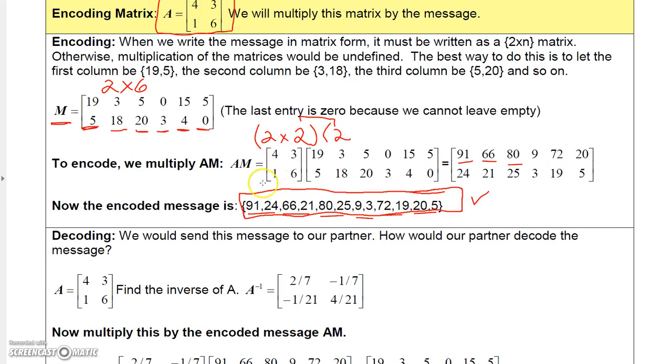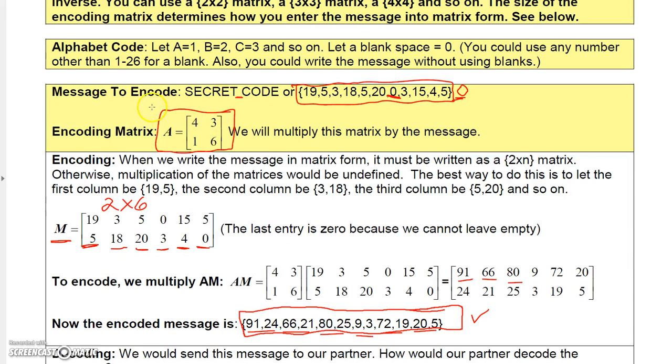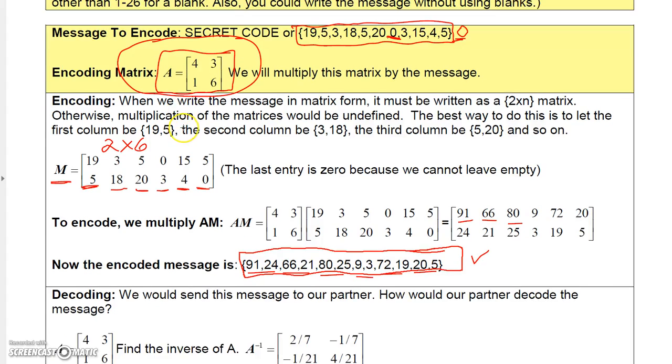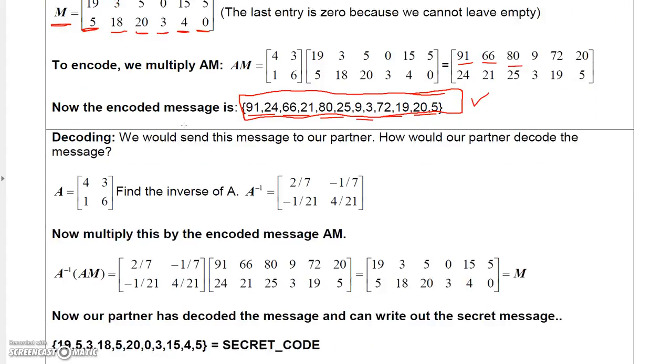But here's the catch. All we have to know is that this is our encoding matrix. That's all we have to know, because to decode the message, all we need is the inverse of this. And as long as I have this matrix, I know how to find the inverse. Alright, now we're not going to do that here. I'm just going to go ahead and tell you that I found that the inverse of this, I found it to be this matrix.